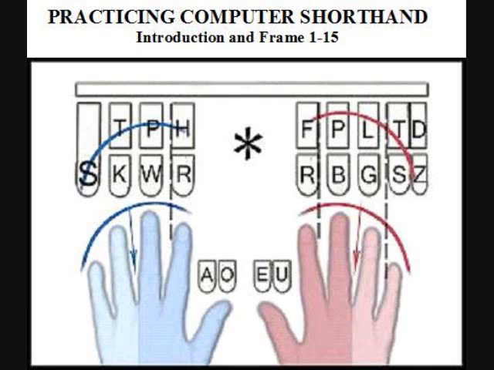Fight, flight, high, light, might, night, right, sight, slight, tight.